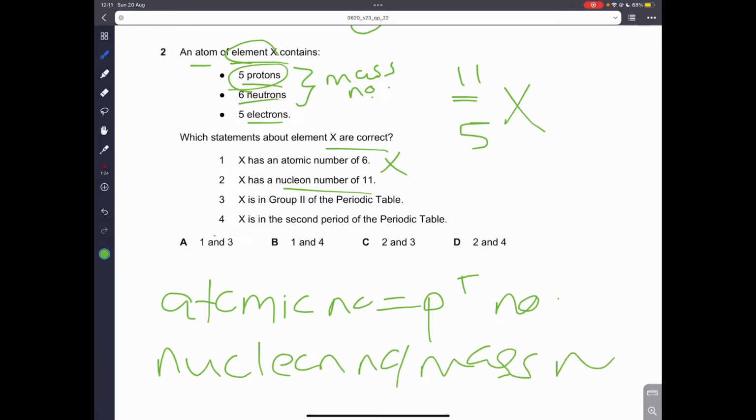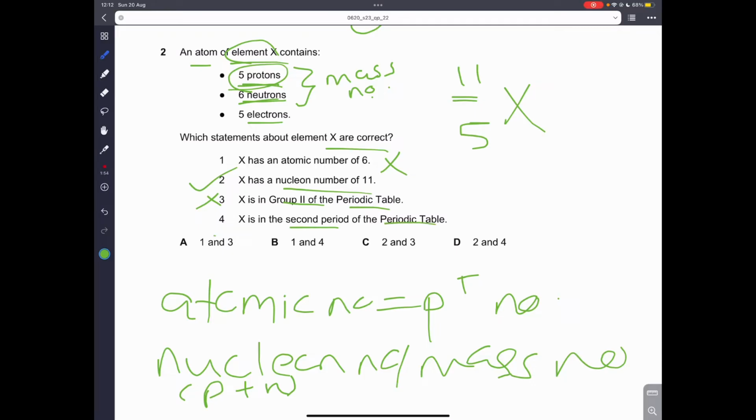They are the same thing regardless, but one thing you have to note is nucleon number is basically the proton plus the neutron. So we have the 5 protons and the 6 neutrons, which is 11, so statement 2 is correct. Statement 3 says X is in group 2 of the periodic table. Now there is no way that we can know that this element is in group 2, so this is not true as well.